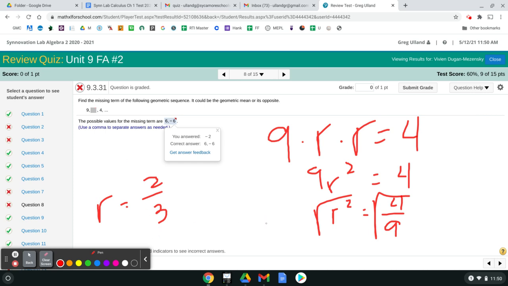I missed an important part. When we take the square root of something, you can have a positive answer or a negative answer. And that's why you come up with two correct answers for this. Because if r was positive 2/3, our sequence would be 9 times positive 2/3 is 6 times positive 2/3 is 4. But it would still work for negative 2/3 because 9 times negative 2/3 would be negative 6. But negative 6 times negative 2/3 is once again still 4. And since they don't tell you what the other numbers are, there are two answers for this question.